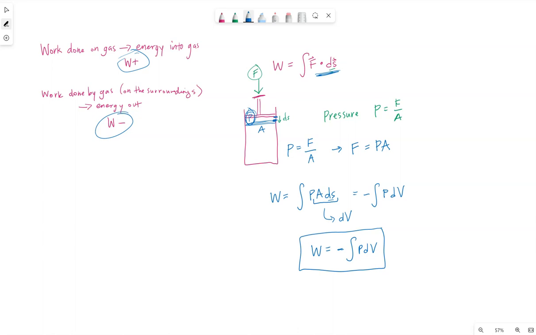So the negative sign is just making sure that an increase of pressure in the gas, which in turn causes volume to decrease, gives a positive answer. So this is our fundamental equation for work done on or by a gas.